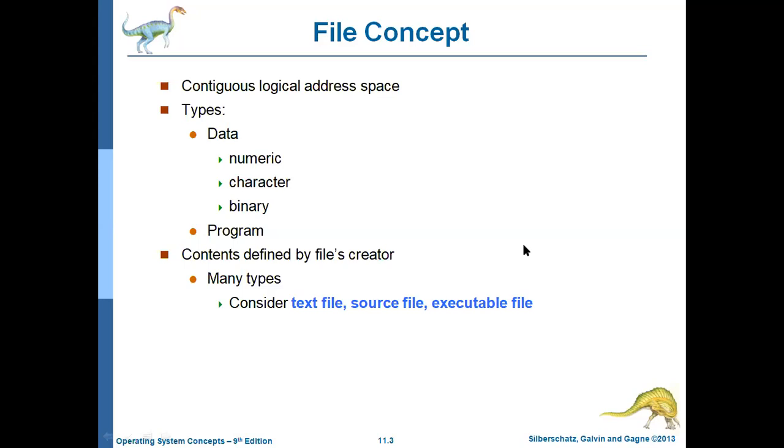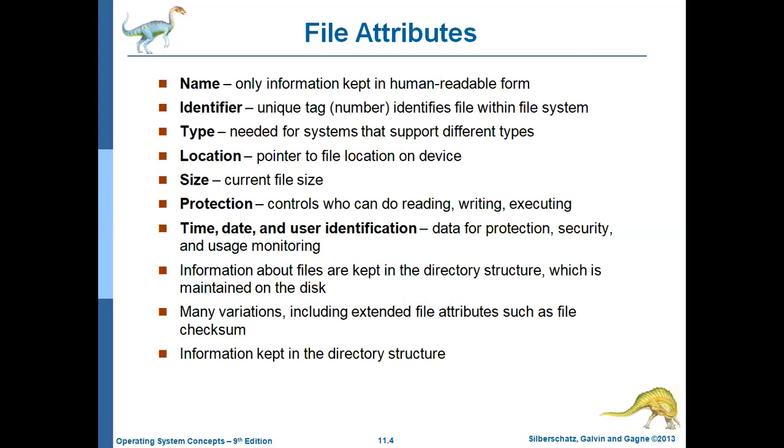Next, let us come across file attributes. File attributes are nothing but properties of a file, or how a file is identified. A file is firstly identified by its name. Name is the only information kept in human readable form. According to how I feel comfortable, I will be naming a particular file. Secondly, every file has an identifier, a unique tag or unique number that identifies the file within the system. We usually speak of it in terms of inode number. Then comes type, the type of the file.